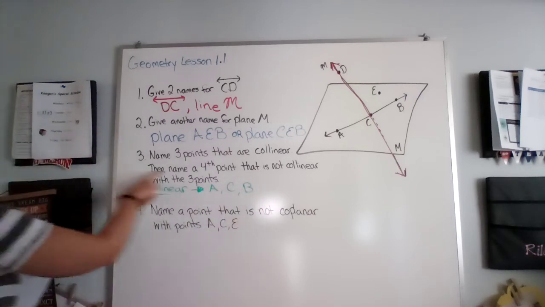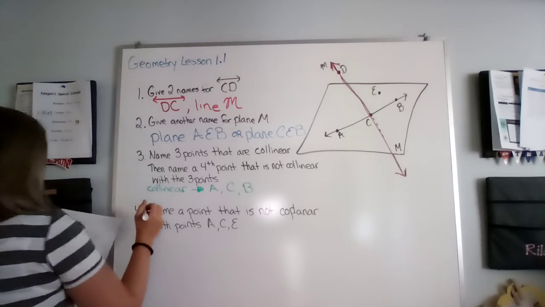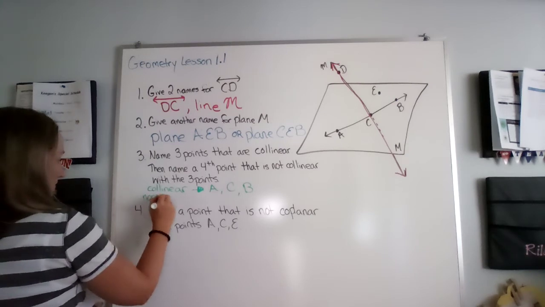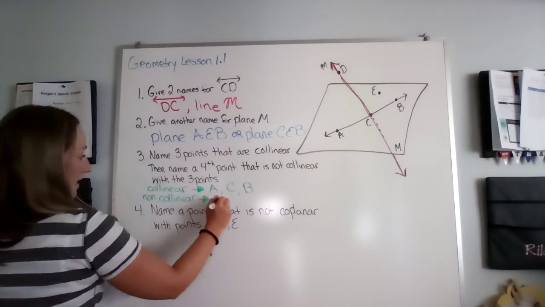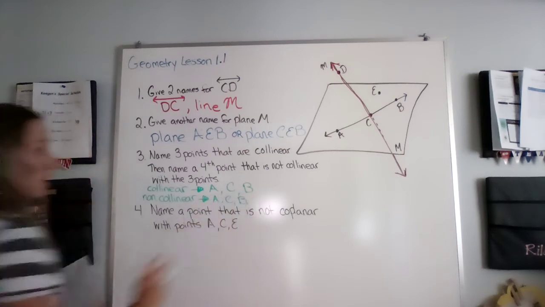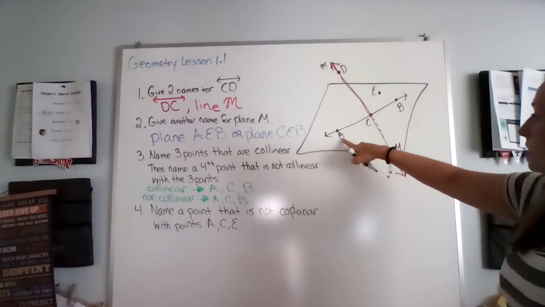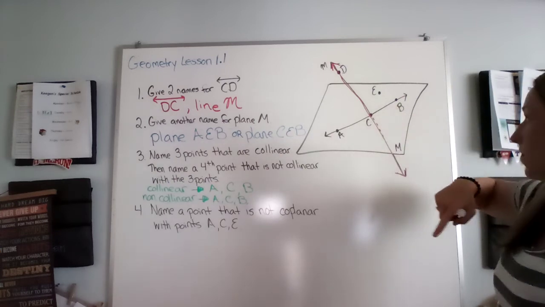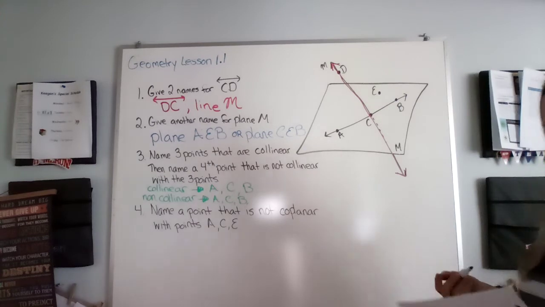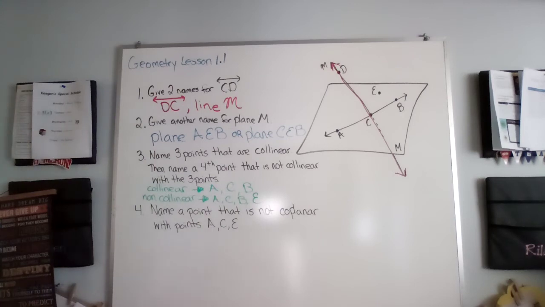Then it says, name a fourth point that is not collinear with those three points. So I'll write non-collinear. You can still start with A, C, and B. Those are collinear. But as soon as you give me a fourth letter that's not on that line, then we say they're non-collinear. So A, C, and B are collinear. And then you could say point E, that's not on the same line. Or point D, that's not on the same line. Okay, so either one of those would be fine. I'll say E. As soon as you name a point that's not on the line, now those points are considered non-collinear.